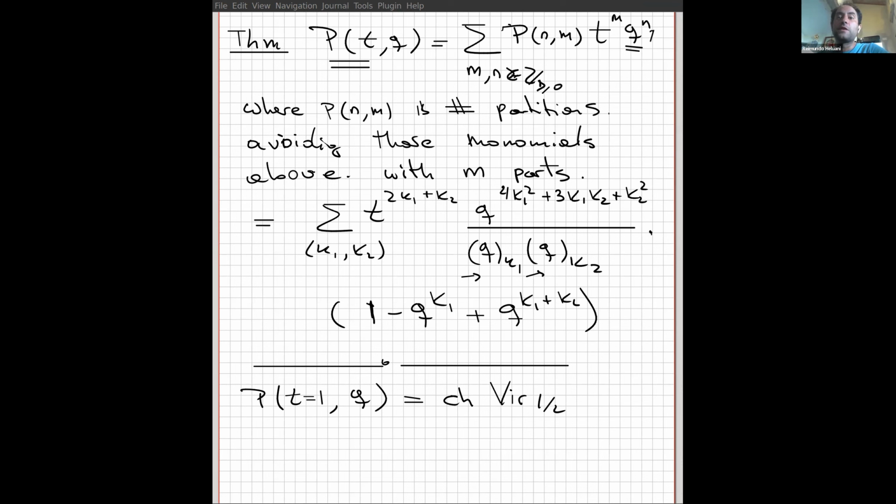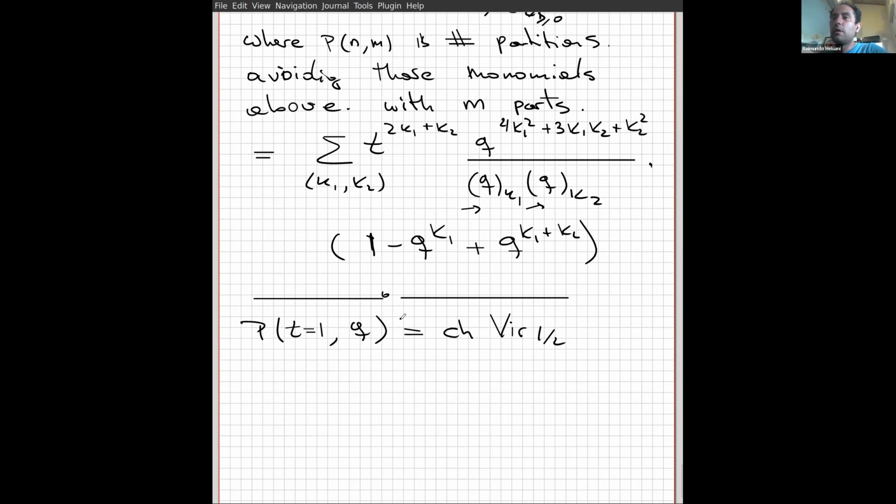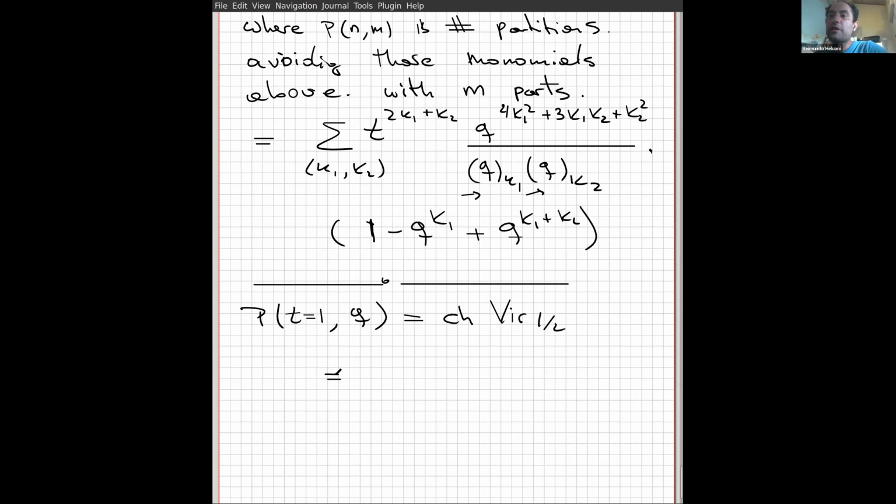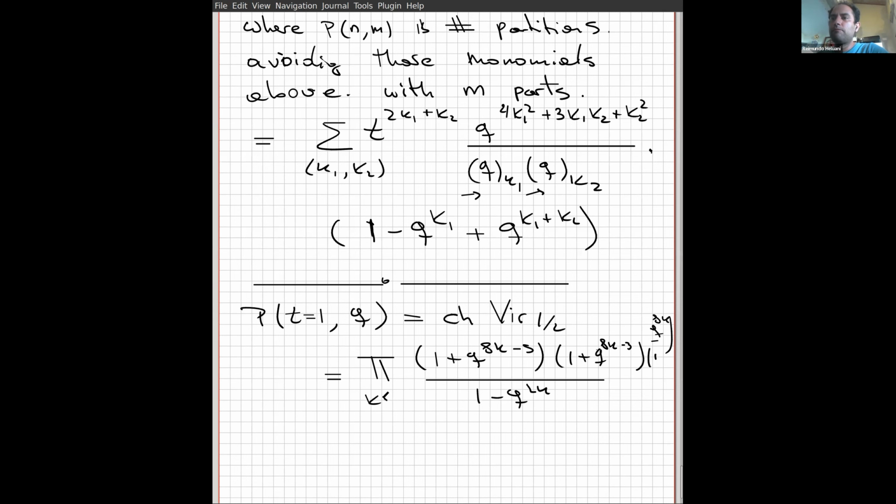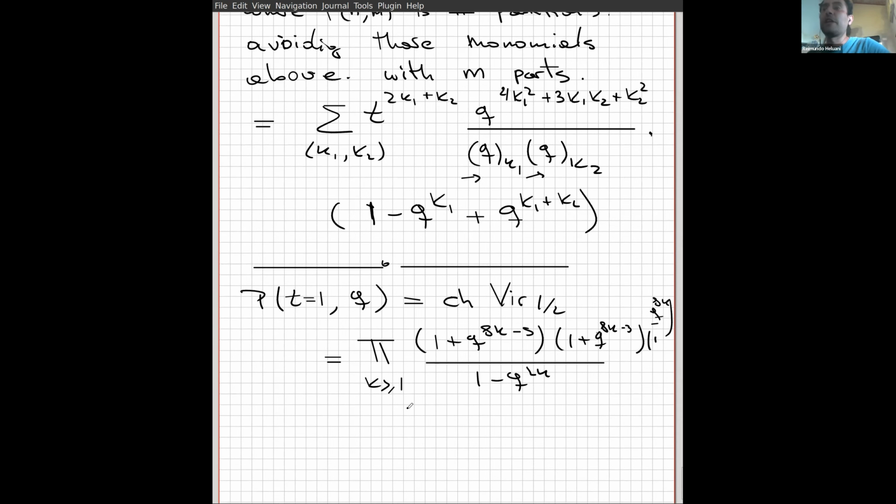What is the character of Virasoro? Let me give it for that central charge. This is one. This is a sum. So I'm going to give you a product on the other side. This is a product of 1 plus q to the 8k plus 5 minus 5, 1 plus q to the 8k minus 3, 1 minus q to the 8k, and this divided by 1 minus q to the 2k. So that's the character of Virasoro.